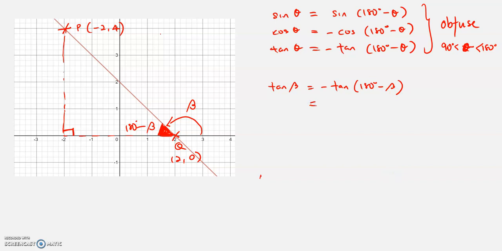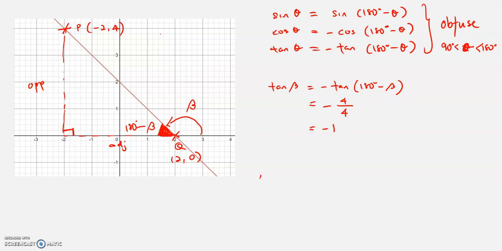If I look at tangent of this angle here that is shaded in red, this is the opposite side, this is the adjacent side. We can therefore conclude that for tangent of 180 minus beta, the opposite, which is also the rise, is 4 units, over the horizontal change of 1, 2, 3, 4, 4 units as well. So that will give me negative 1.